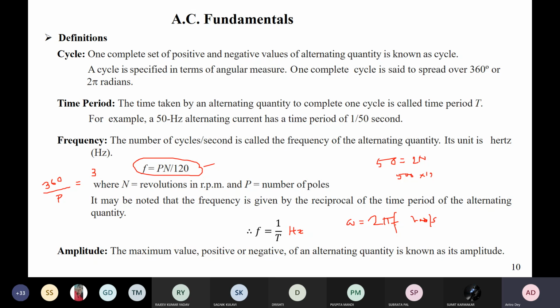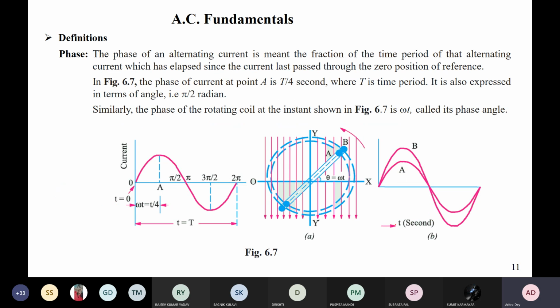Amplitude is the maximum value, whether in the positive half cycle or the negative half cycle. So there is a maximum value we can have, and we'll see later that the RMS value is equal to 1 by root 2 times the maximum value.